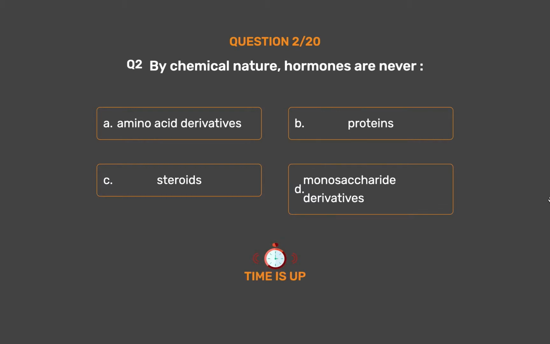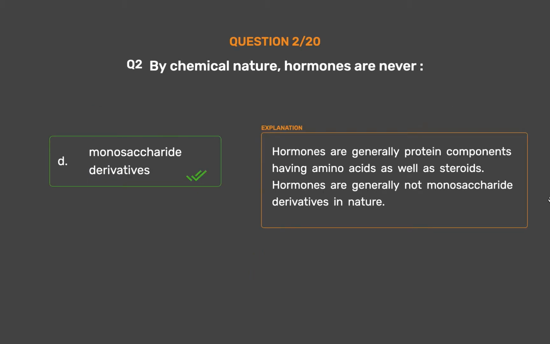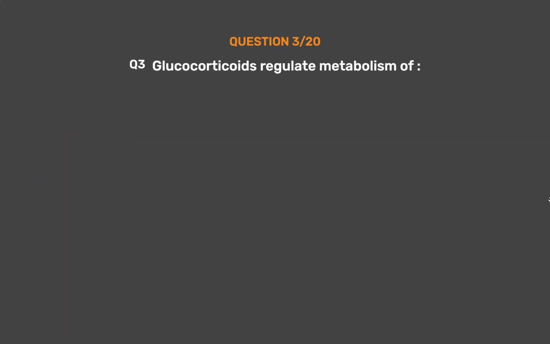The correct answer is option D. Monosaccharide derivatives. Hormones are generally protein components having amino acids as well as steroids. Hormones are generally not monosaccharide derivatives in nature.